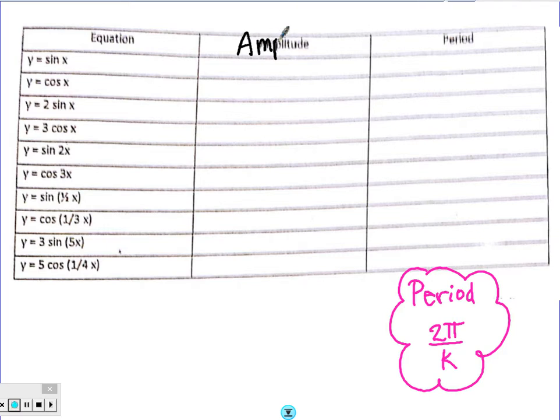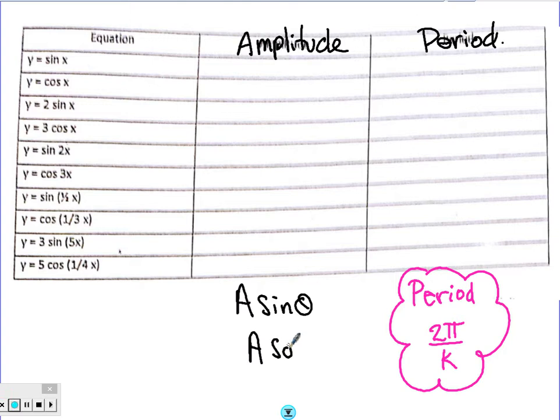This says amplitude and this says period. Amplitude is our A. A sine theta or A cosine theta. Whoa, that is not cosine. Let's try that again. A cosine theta. You guys with me? Alright, this is in your packet.